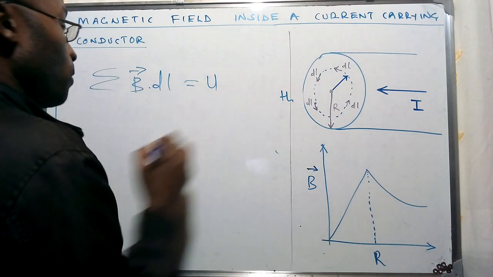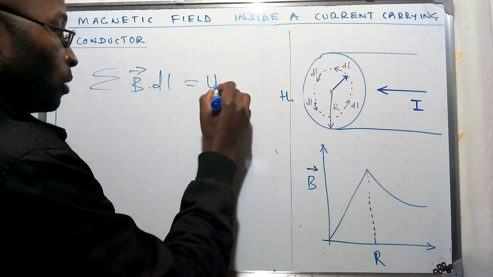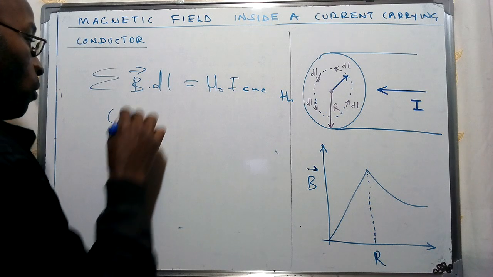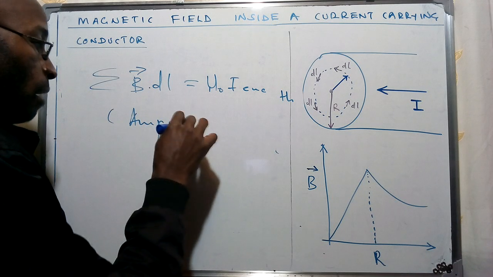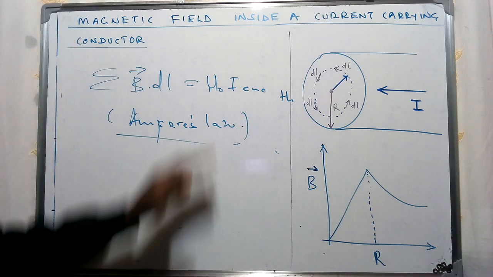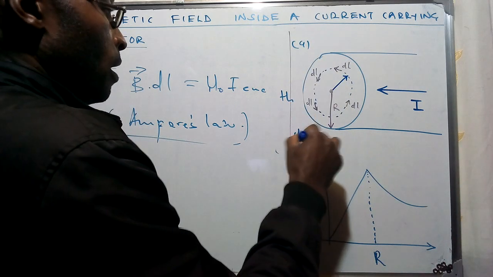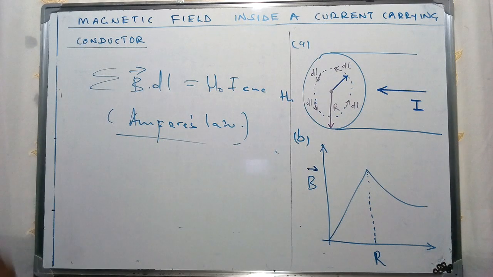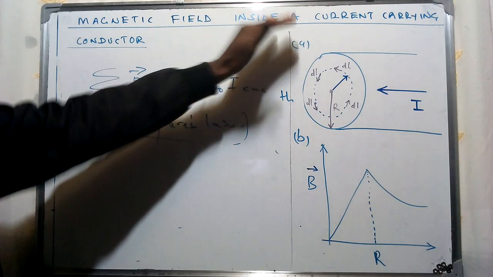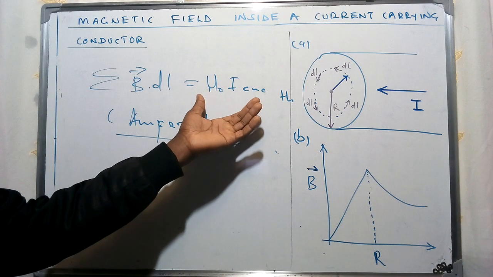The product of these magnetic field elements and the length segments is going to give us mu naught and the current which is enclosed. This, of course, summed up what we referred to as Ampere's law. Now, in considering the various effects we are going to realize in this specific conductor, I'm going to give this for figure A and B. For figure A, we will consider the magnitude of the magnetic field found inside a current carrying conductor using this concept of Ampere's law.